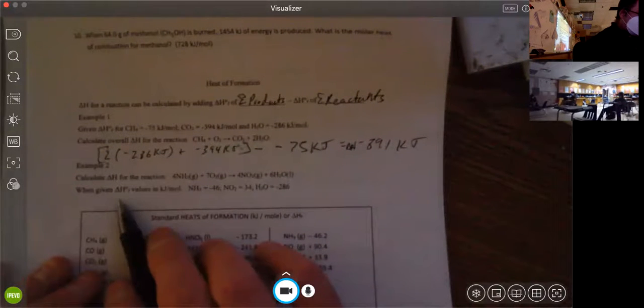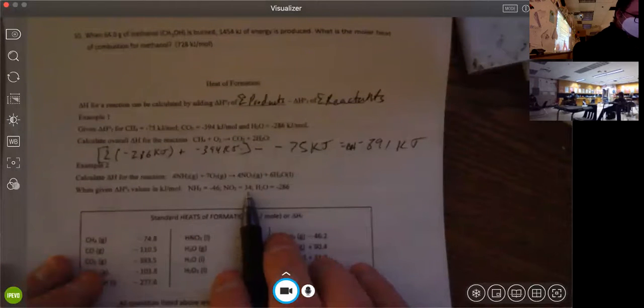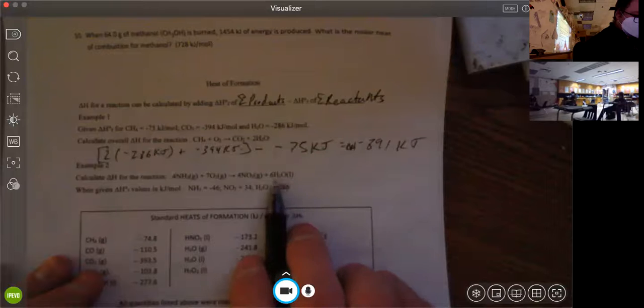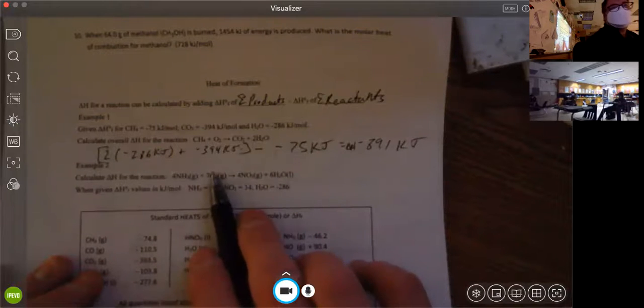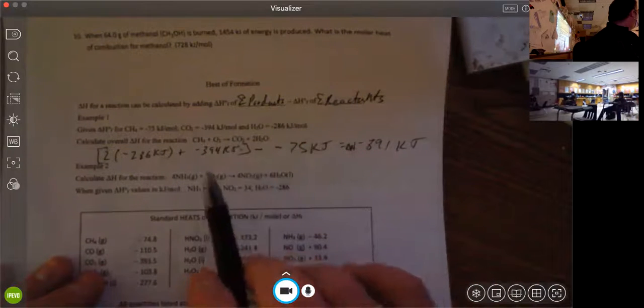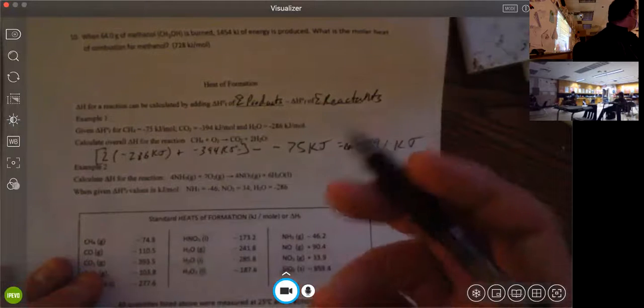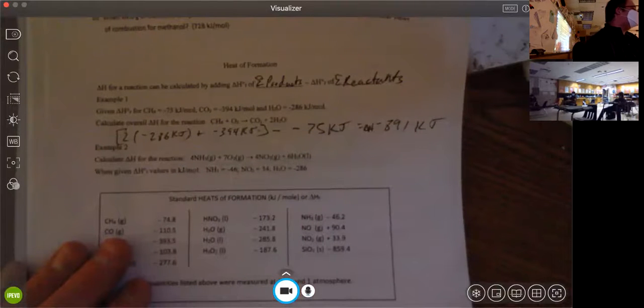Now we're looking at ammonia. So when delta H values are given, NH3 is negative 46, NO2 is 34, H2O is negative 286. Again, no O2 is given. The other version of this problem would be they give you the heat of the reaction, and then they don't give you one of the other ones, and then you just turn it into a solving for X problem, right? Key thing here is with enthalpy, you take products minus reactants except for one thing.